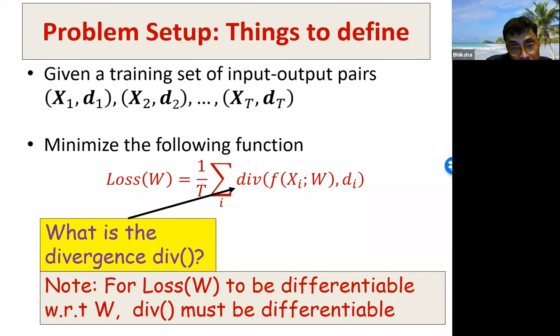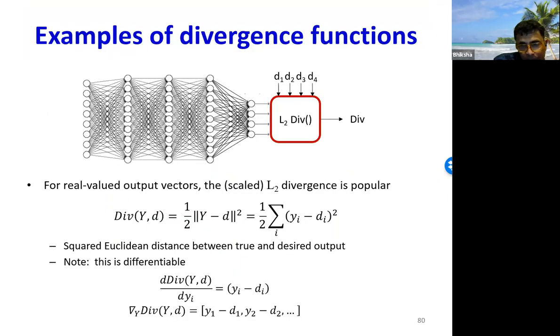Now, there's something very important to note. We want to minimize the loss with respect to the parameter W using gradient descent. That means we want to be able to compute the derivatives, or the gradient, of this loss. To be able to compute the gradient of this loss, all components of the loss function must be differentiable. That means this network F must be differentiable, but then the divergence D must also be differentiable, otherwise the loss will not be differentiable. So this is a very important property of the divergence function.